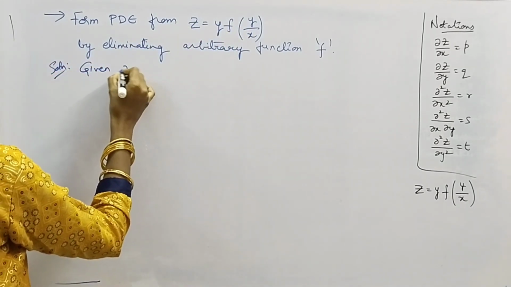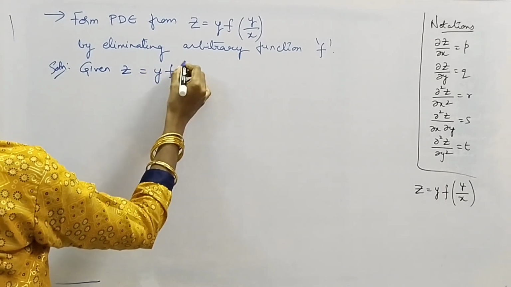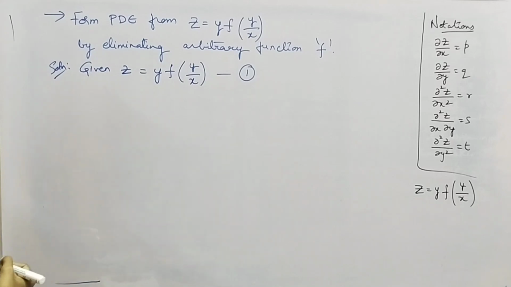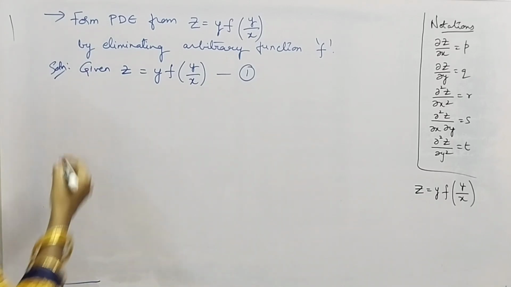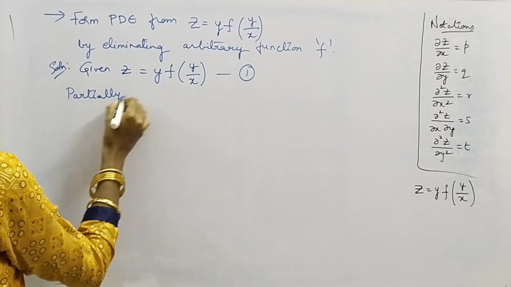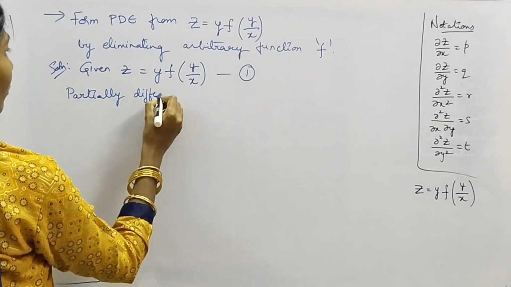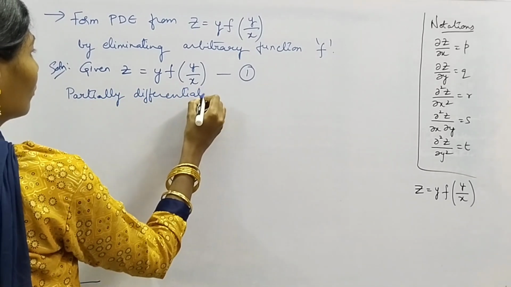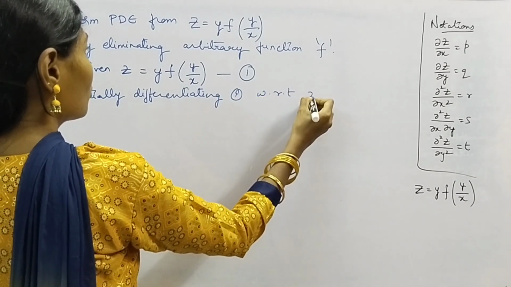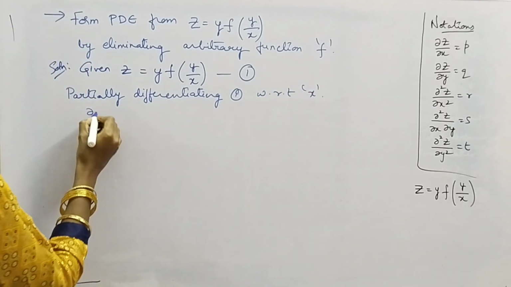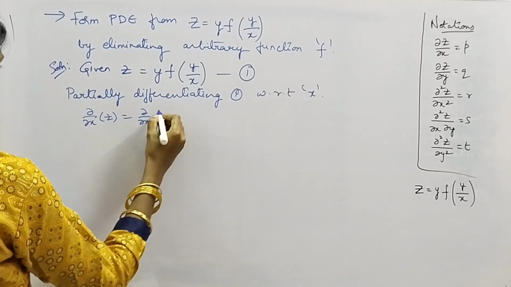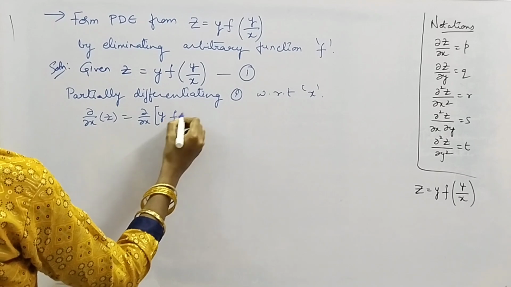Given z equal to y into f of y by x, consider as equation number 1. Now let's partially differentiate it with respect to x. Partially differentiating 1 with respect to x. Okay, just apply dou by dou x on both sides of 1 or do directly. You can skip this step, okay?